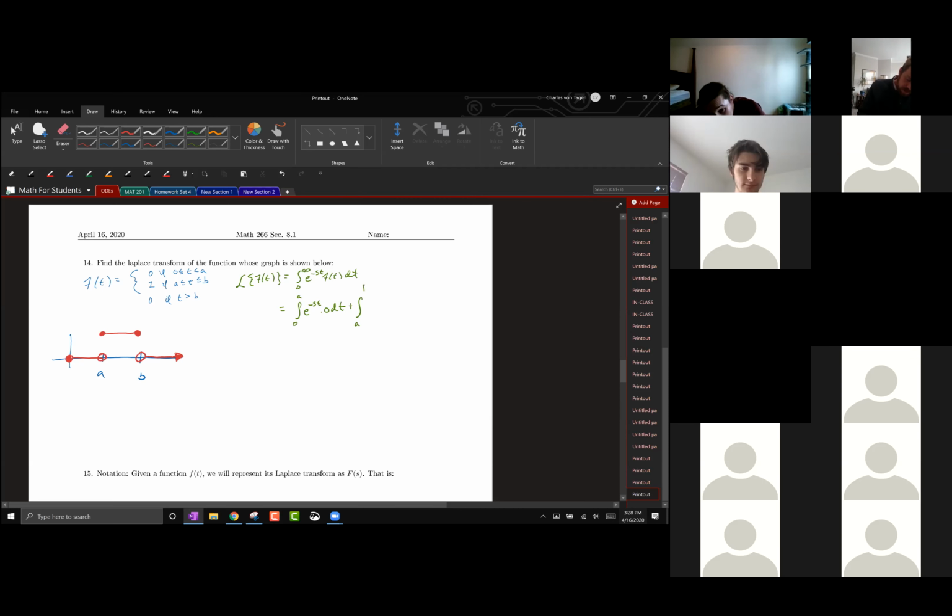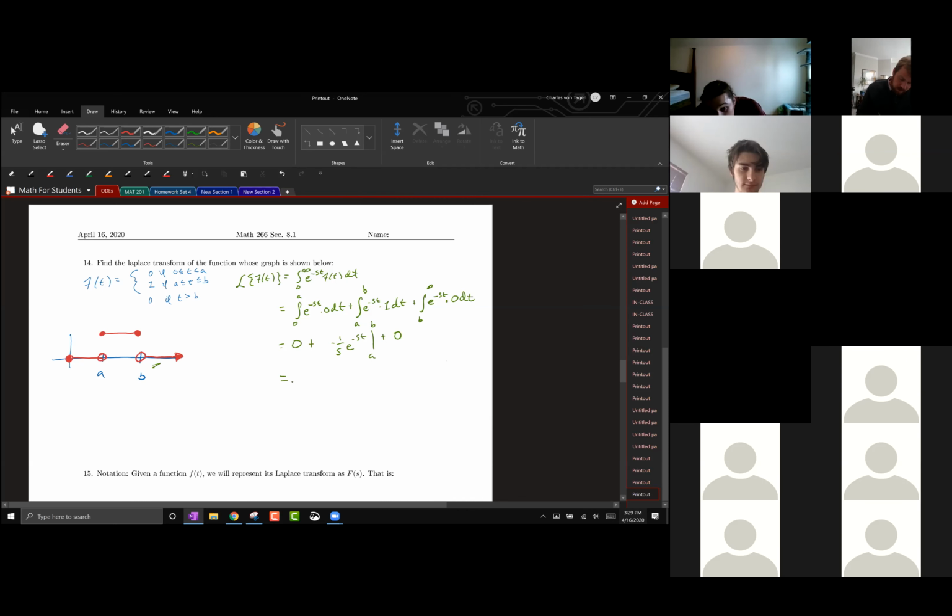plus the integral from a to b of e to the minus st times 1 dt, plus the integral from b to infinity of e to the minus st dt. Sorry, times what? Times our function right here, which is what in this case? 0. Good. So this first integral evaluates to be 0. The second integral gives us minus 1 over s e to the minus st evaluated from a to b. And the third integral gives us 0 here.